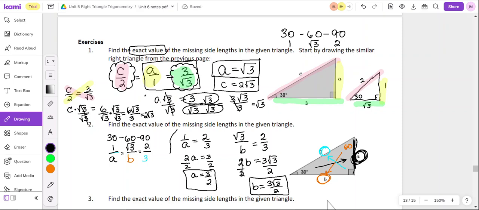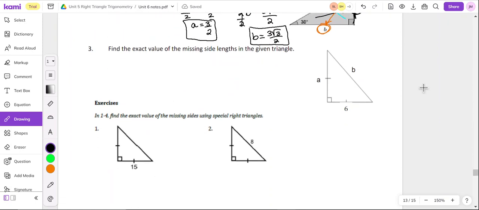All right, so which way do you prefer? The one where we draw the triangle or the one where we just match them up based upon their angles? Me too. All right, this one is what? Which one? 30, 60, 90 or 45, 45, 90? It's not 30, 60, 90 because these two sides are equal, right? Yes or no? So it's a 45, 45, 90. And since they're equal, what is A?